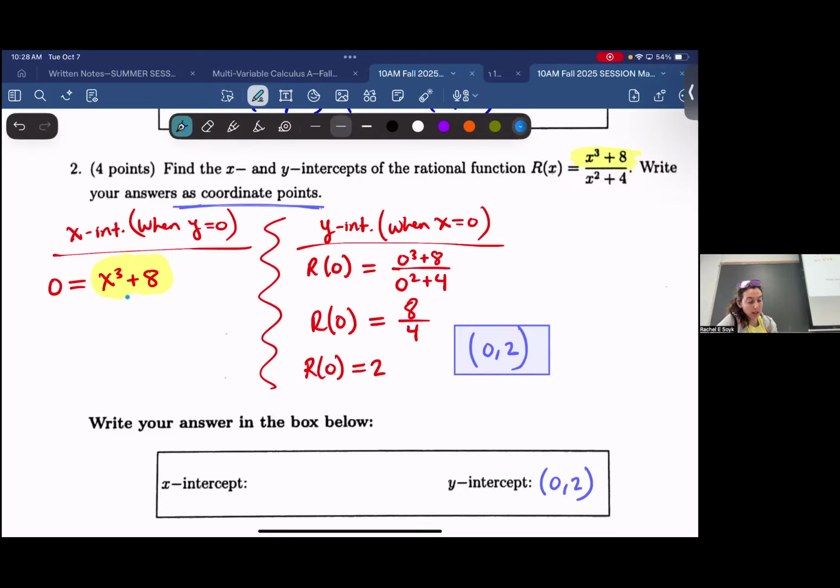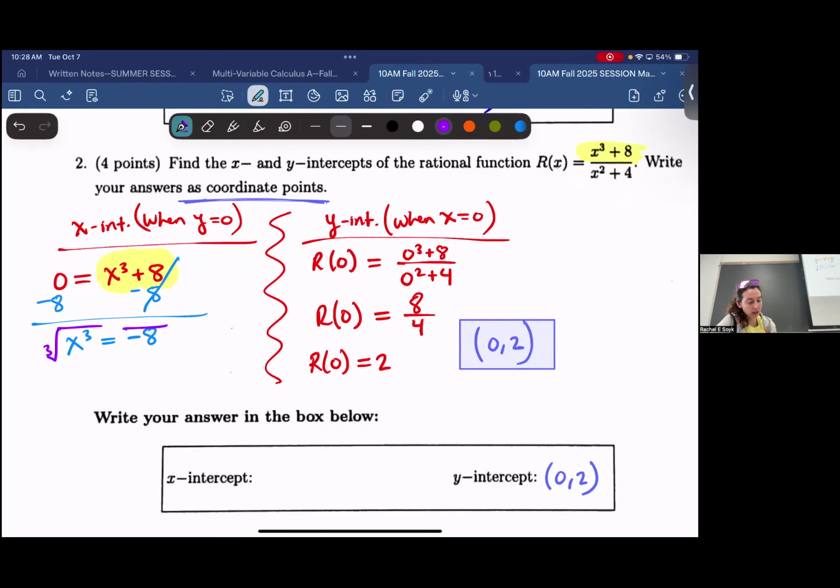Subtract 8 from both sides. You'll notice, oh, we're going to have to take a cube root of a negative number, which is that possible? Yeah. It is. What is the cube root of -8? -2. Yeah. And so in coordinate form, our x-intercept is? -2, 0. Yeah.